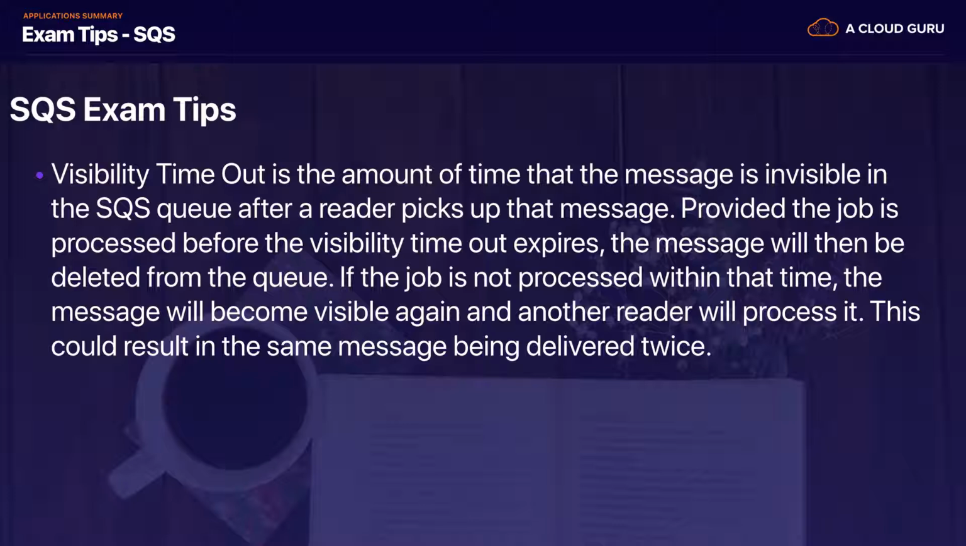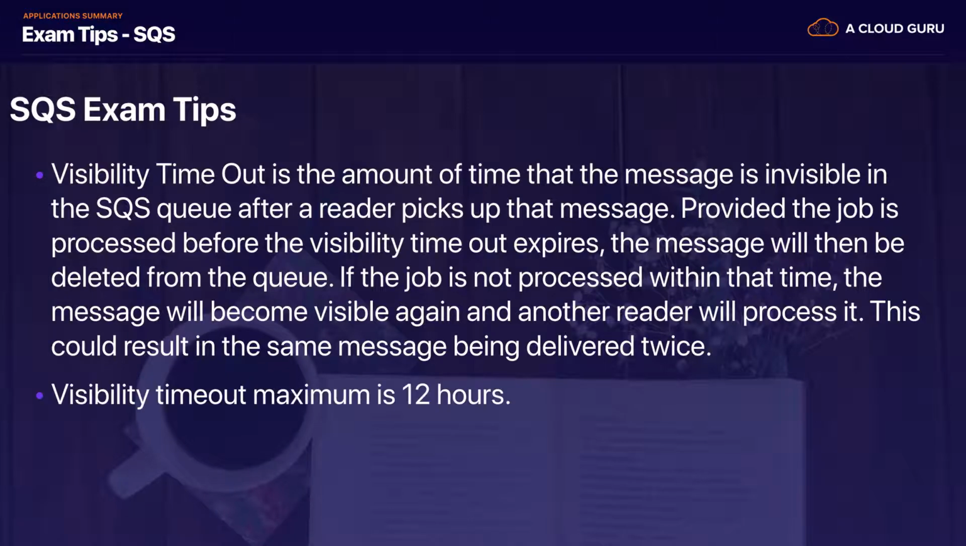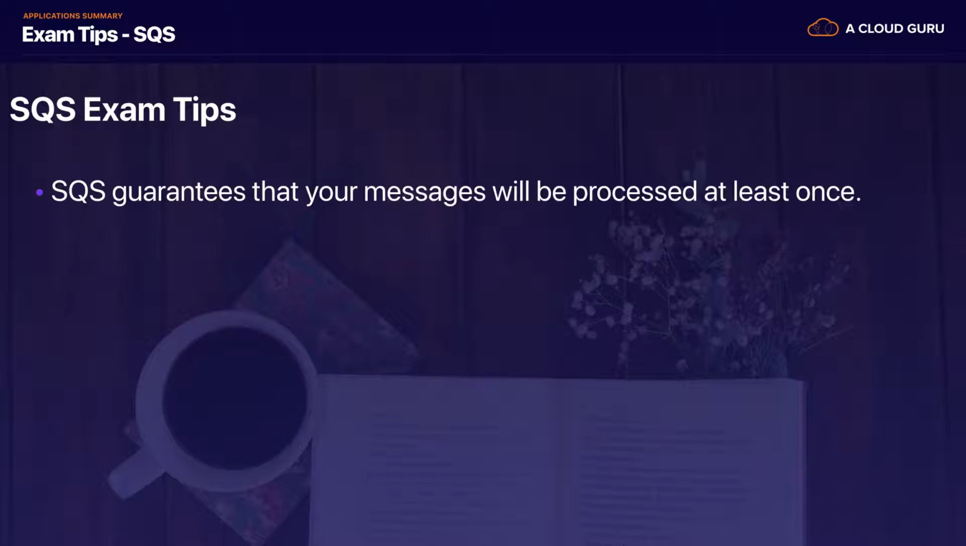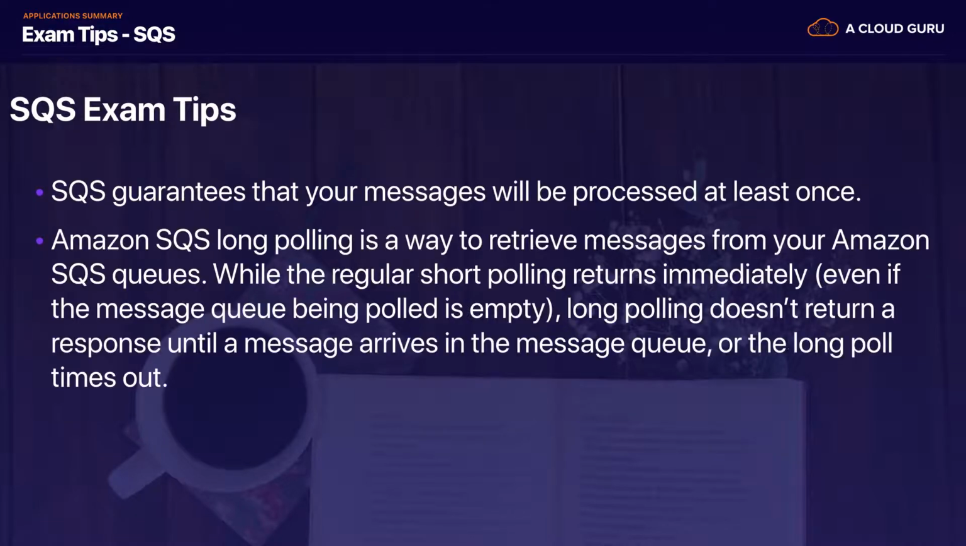So if you are getting the same message being delivered twice and this is the root cause, you may want to increase your visibility timeout just to give your EC2 instances that little bit of extra time to process the message. Just remember that the visibility timeout maximum is 12 hours. Also remember that SQS guarantees your messages will be processed at least once.